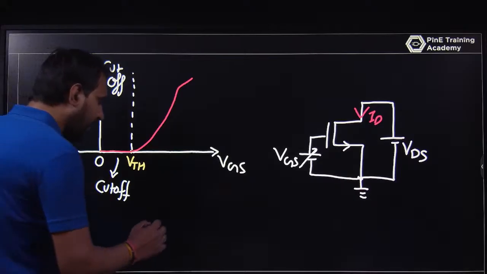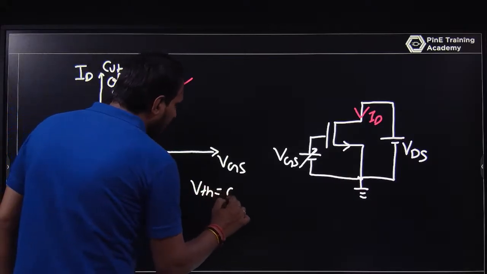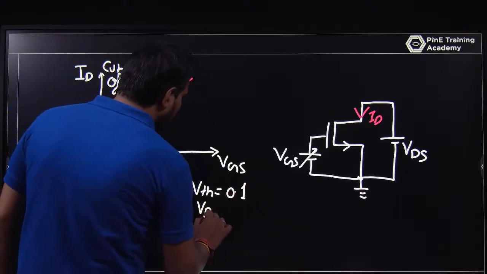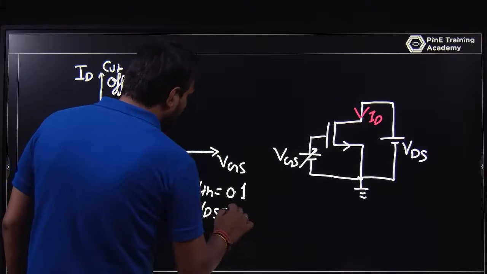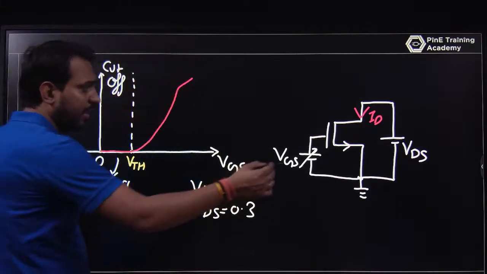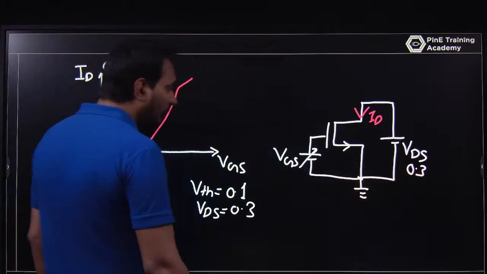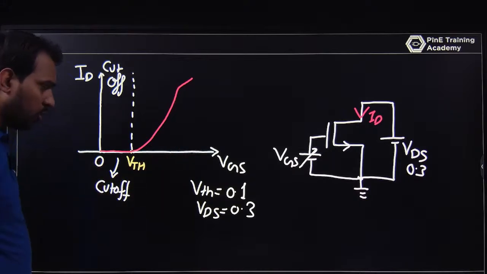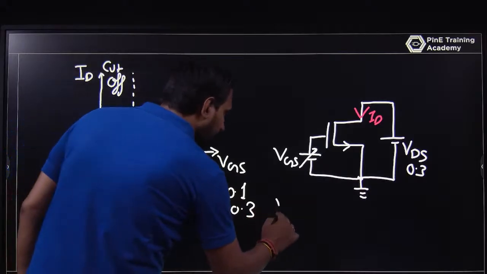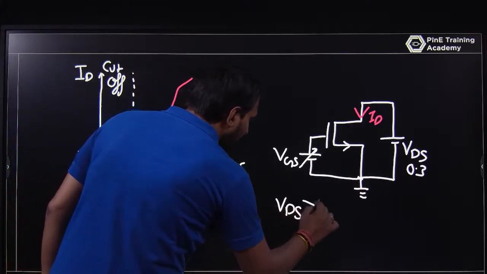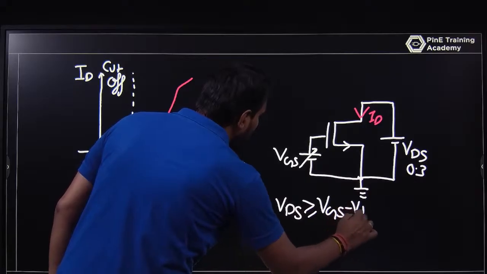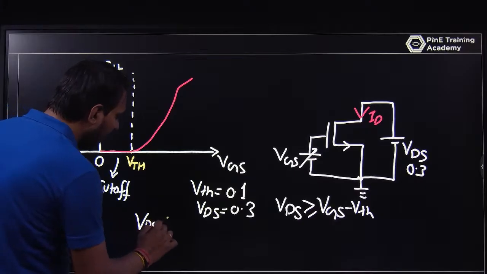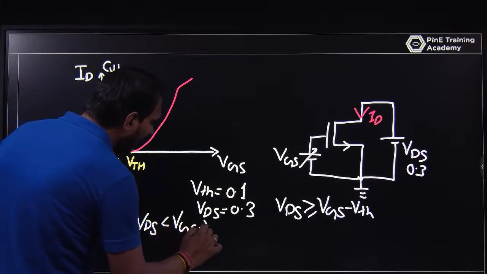So I am thinking in a way, say VTH is 0.1 volt and say VDS is 0.3. Let me assume this is a fixed value, 0.3, and you are sweeping VGS from 0 volt to 1.2 volt. So as per the equation, VDS should be greater than or equal to VGS minus VTH for a MOSFET in the saturation region, or VDS is less than VGS minus VTH for the linear region.